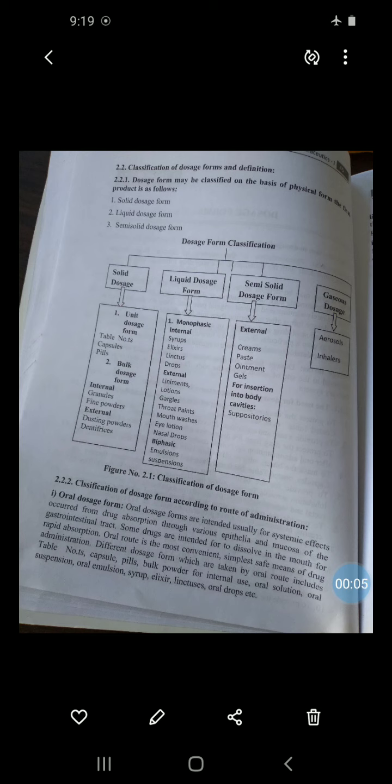In the last lecture, I discussed the classification of dosage form on the basis of physical form and the final product. That is solid dosage form, liquid dosage form, semi-solid dosage form and gaseous dosage form.